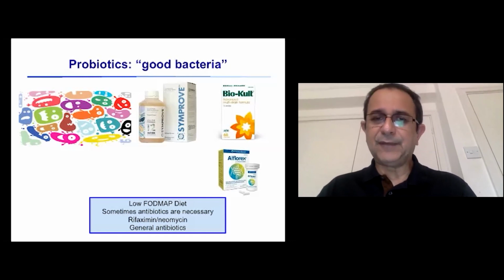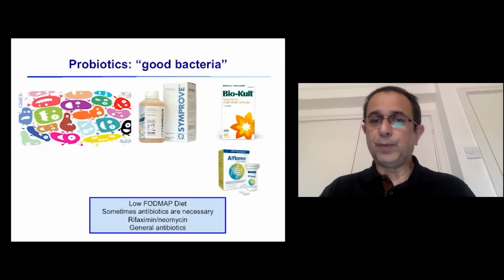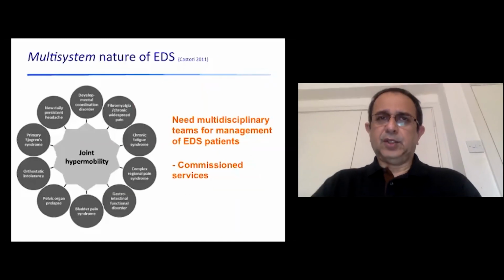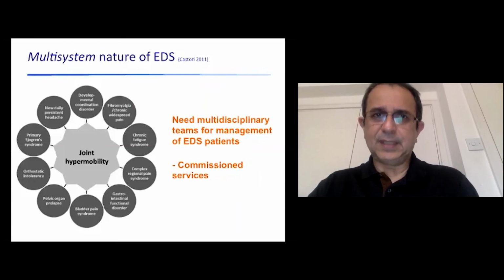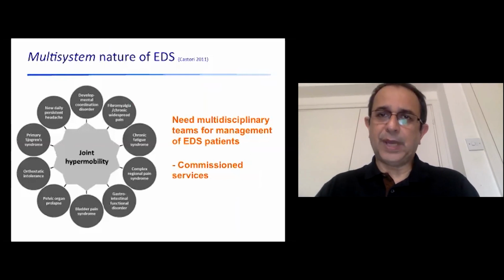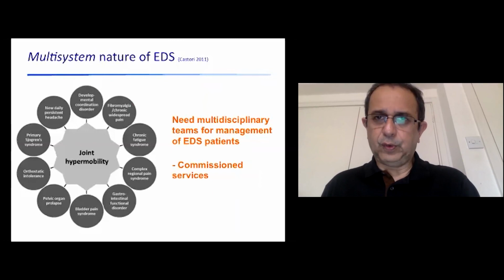Sometimes in patients with significant small intestinal bacterial overgrowth, which has been diagnosed in the form of a breath test, we can use gut-specific antibiotics such as rifaximin or neomycin, and very occasionally general antibiotics can be used as well for these patients. So just really to summarize, EDS is really a multi-systemic condition, and therefore we need a really multidisciplinary approach to manage our patients, and we need commissioned services, which sadly do not exist at the moment. So we really have to form your own team.